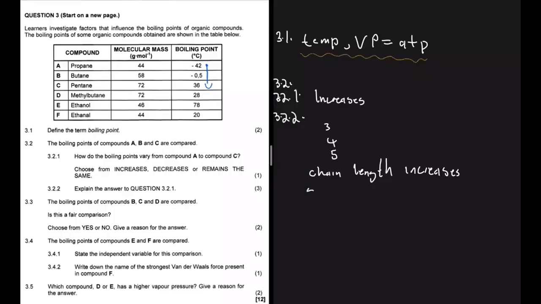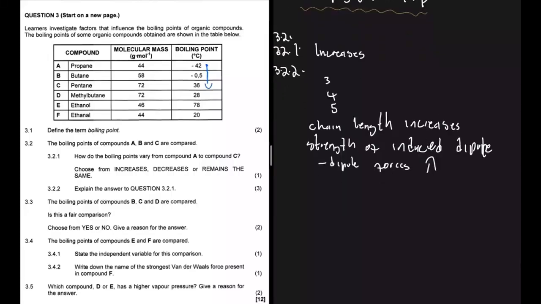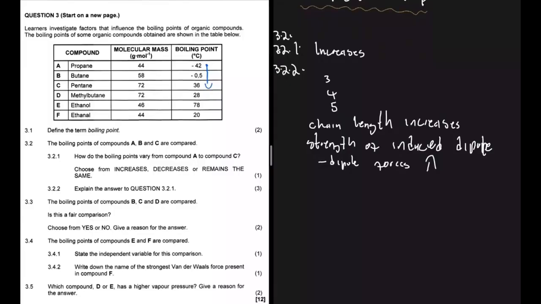So we're going to say that the strength of induced dipole forces goes up, and then in conclusion, more energy will be required to overcome the forces. So that's exactly what you're gonna write.